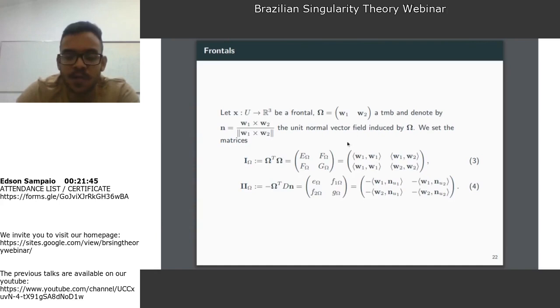Of course these two matrices pretend to be the first and second fundamental forms for this case. We call these matrices the relative forms. Relative because they're relative to a tangent moving basis. If you change the tangent moving basis, then you change these expressions here.